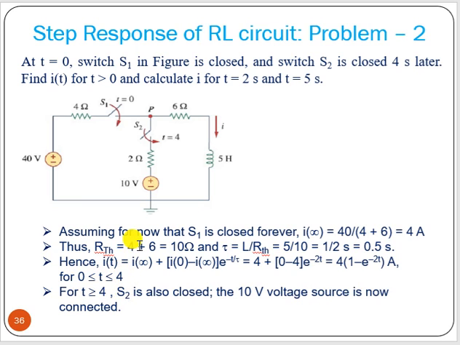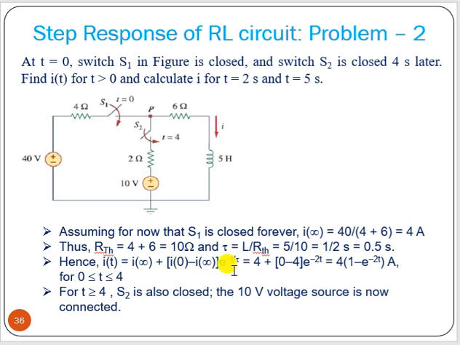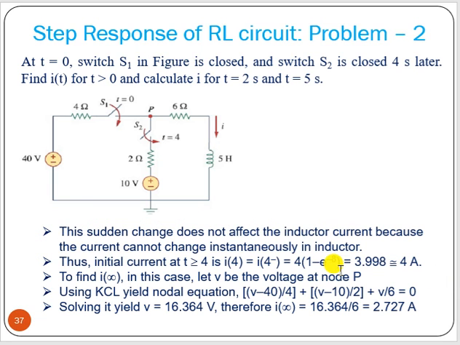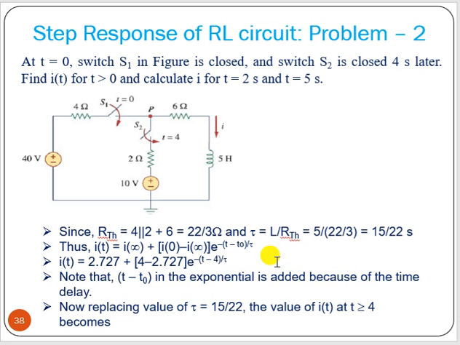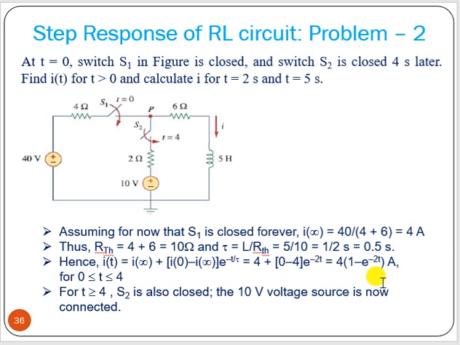Now when t is greater than or equal to 4, S2 is closed. 10 volt is connected also to the circuit. Then what will happen? Okay. So this sudden change does not affect the inductor current because the current cannot change instantaneously in an inductor. So at t equal to 4, what happened to the current? So before that, this is your current equation. Now in that equation, you have to put t equal to 4. That is the current I at 4 minus, or at t equal to 4. Then we got 4 amp current only, which is the initial current.